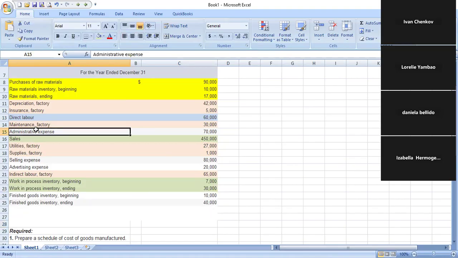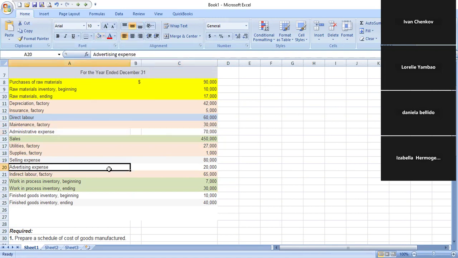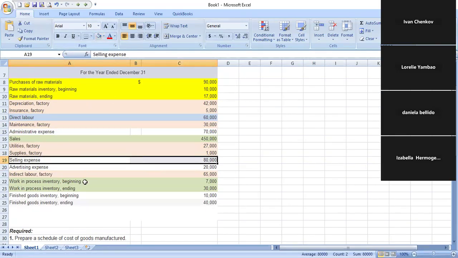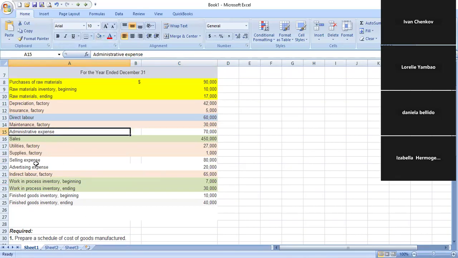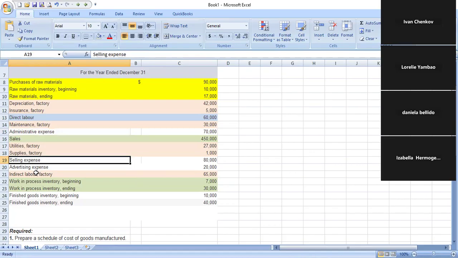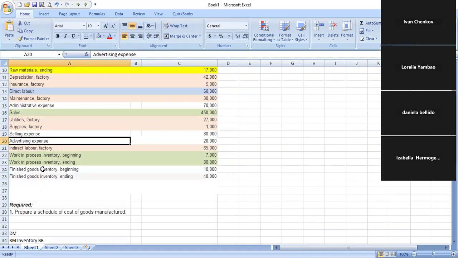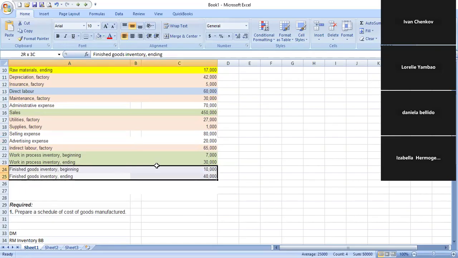We still have to use these administrative expenses. And utility factory and selling expenses, those shouldn't be highlighted as well. So those are the ones that are left for us: administrative expenses, selling expenses, advertising expenses, finished goods beginning, and finished goods ending balance.